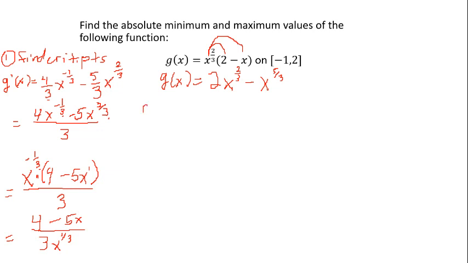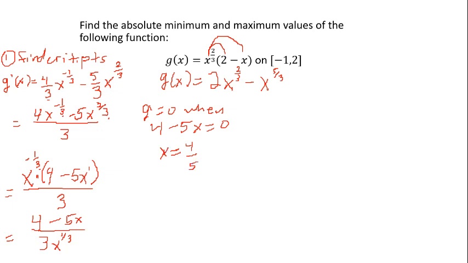So the first derivative is equal to 0 when the numerator, 4 minus 5x, is equal to 0. And if you solve this for x, you get a critical point of x equals 4/5. So there's one critical point.